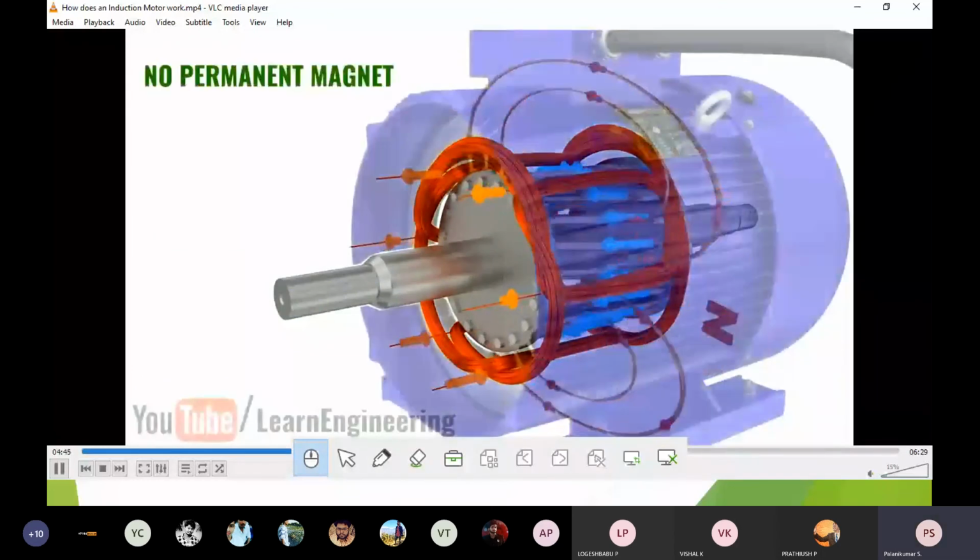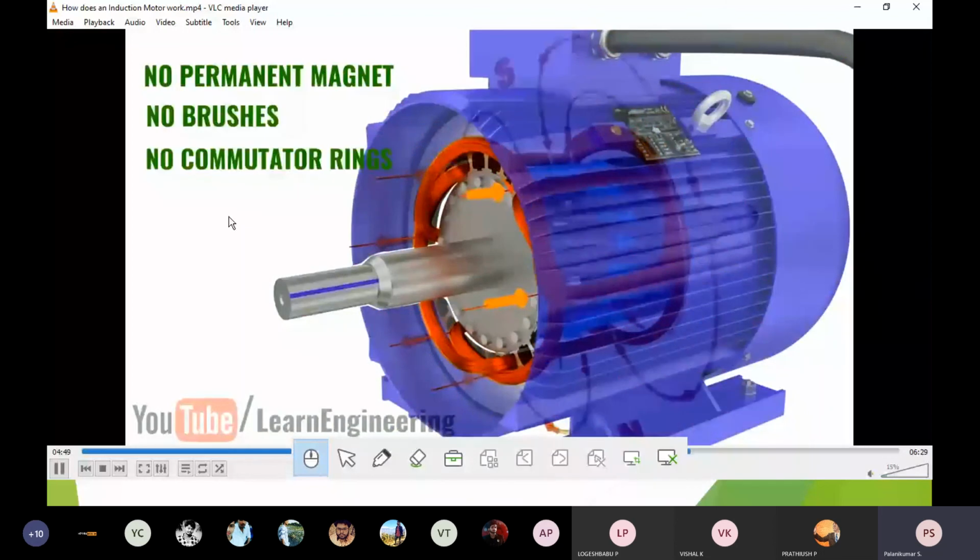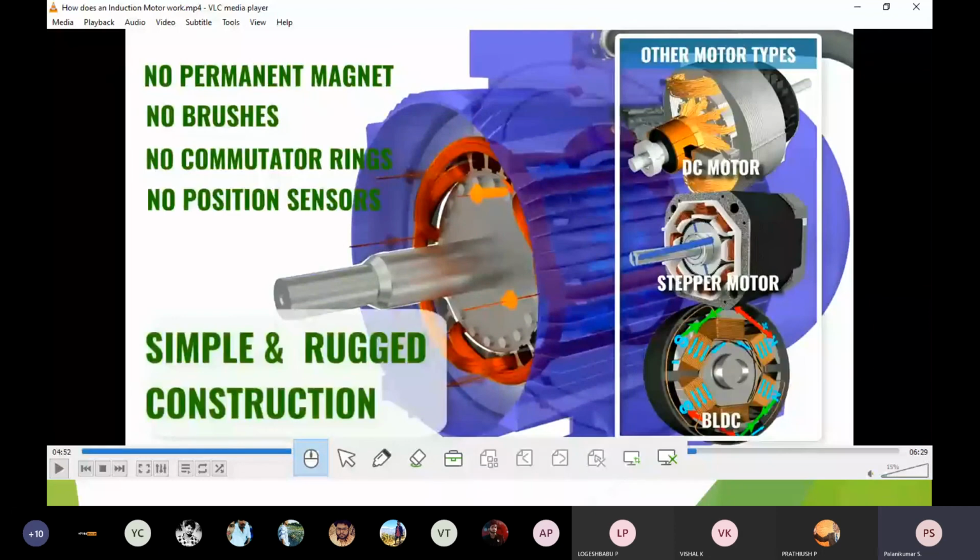There is no permanent magnet, and very importantly, no brushes. Unlike a DC motor, where we have to give an electrical connection to the rotor also. To keep a continuous current flow in the rotor, we have to make the current reverse direction, so we have to split the rotor into a number of parts, which we call the commutator. In the induction motor there is no such arrangement.